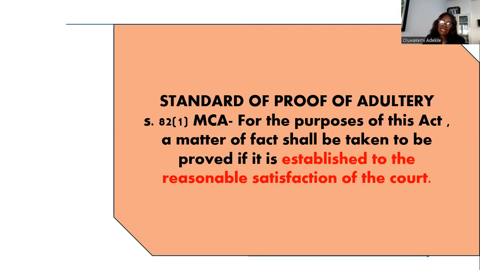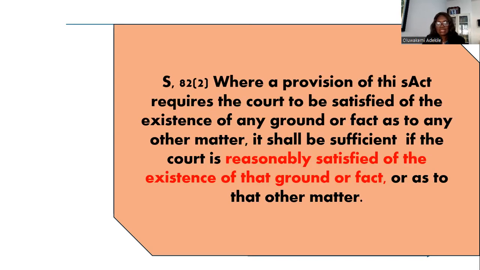And some people have argued that adultery is in a class of its own in terms of proof when it comes to matrimonial causes. You can see Section 82(2) as well, which talks about the provisions of the MCA: any facts that you want to prove under the MCA, it would be sufficient if it is proved to the court and the court is reasonably satisfied of the existence of that ground. So what is reasonable satisfaction for the court is a question of fact. It would seem that it hangs in the balance between the criminal standard and the civil standard.